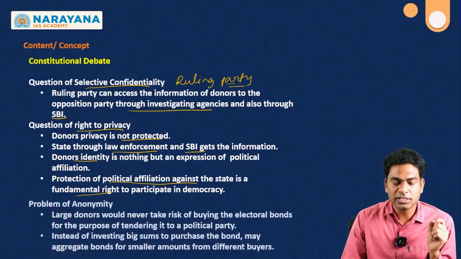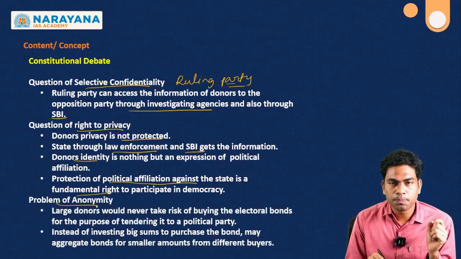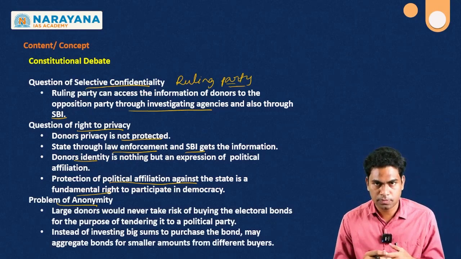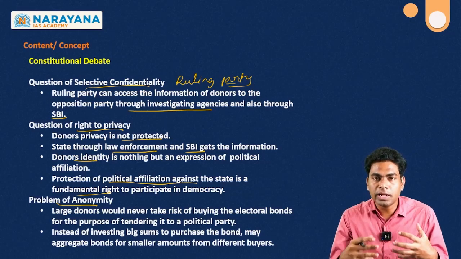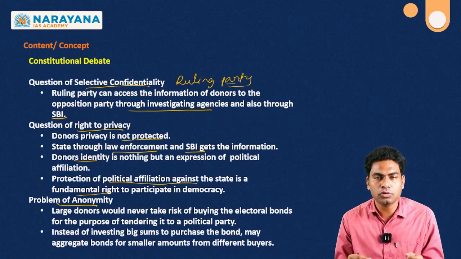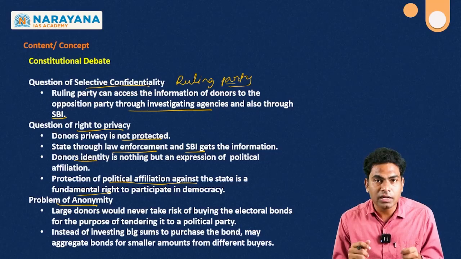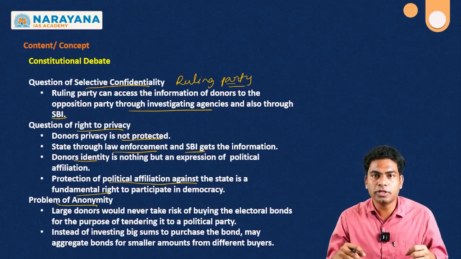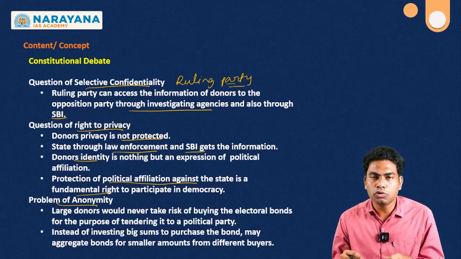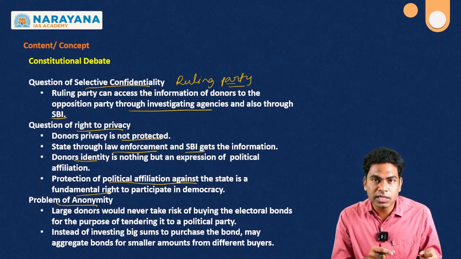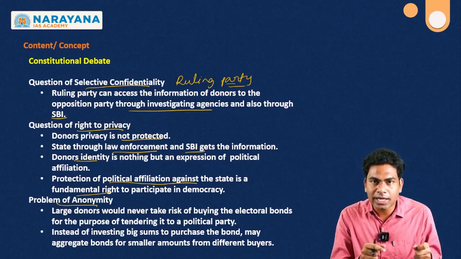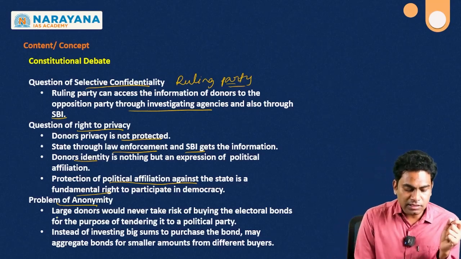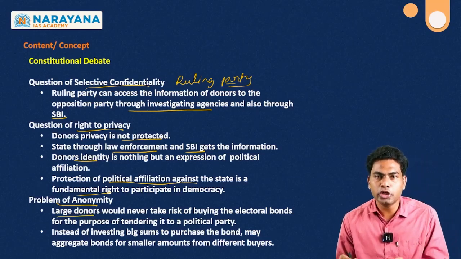Next is the problem of anonymity. See, anonymity should not be absolute, because many times unaccounted money could also be routed through this electoral bond scheme, which ultimately is nothing but using black money to influence political parties. So at those points of time, we require disclosure of the identity. But this scheme, as it provides anonymity and also channels to maintain anonymity, is problematic. For example, it is said that the large donors wouldn't like their identity to be disclosed.